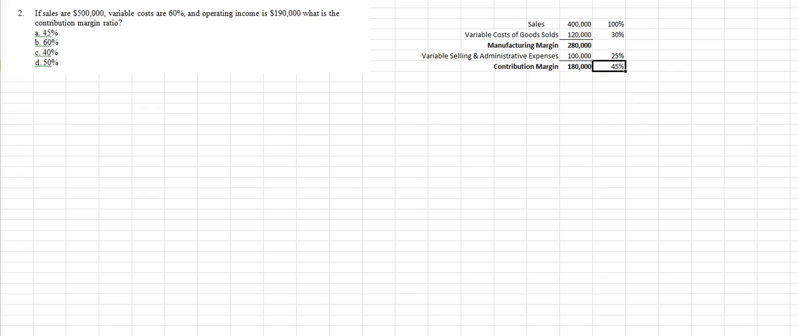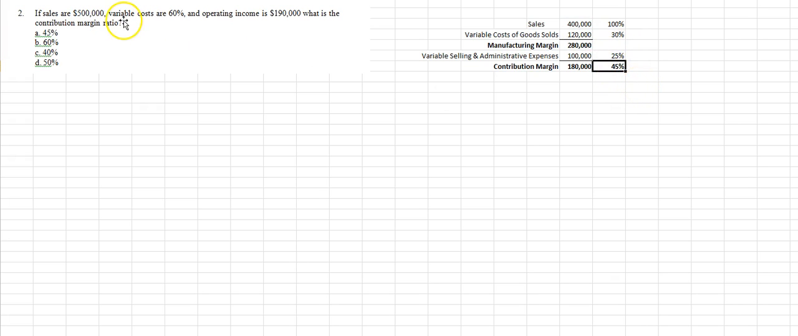Okay? So, and that makes sense. Look at the variable cost. What's the total variable cost? The total variable cost is 55%. So obviously contribution margin is the difference, 45%.